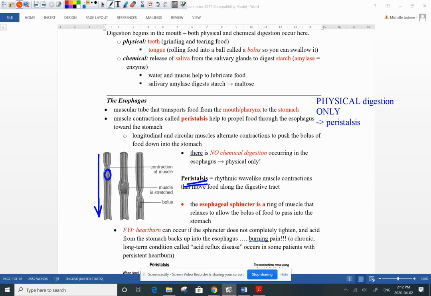And so there's no chemical digestion occurring here. There's no enzymes. We're not breaking this down into smaller pieces. All we're doing is just moving the ball of food from one area to the next.